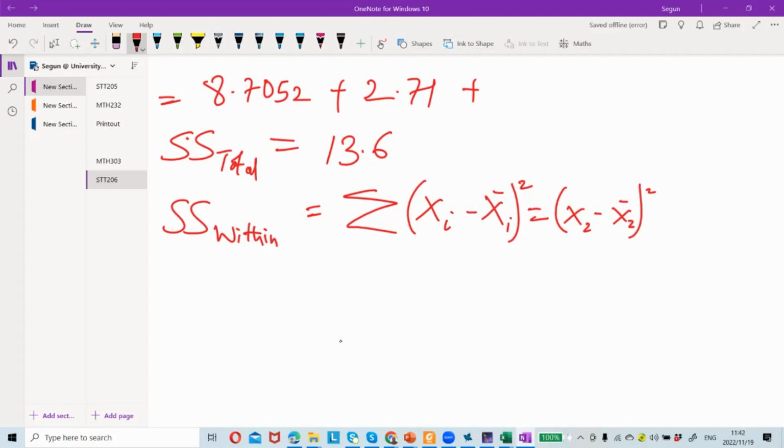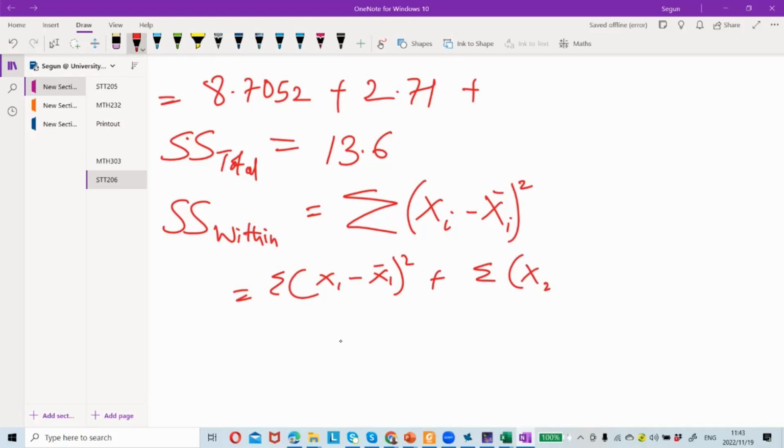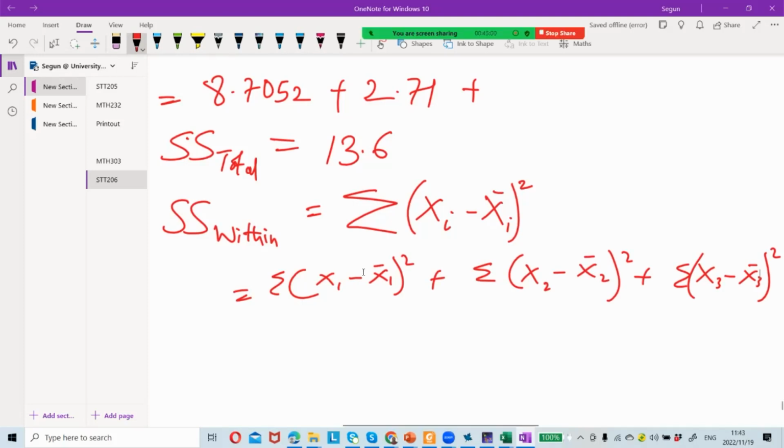Because we know that the solution of this case will now be the summation of x1 minus x bar 1 squared plus summation of x2 minus x bar 2 squared plus summation of x3 minus x bar 3 squared. Now let me go back.